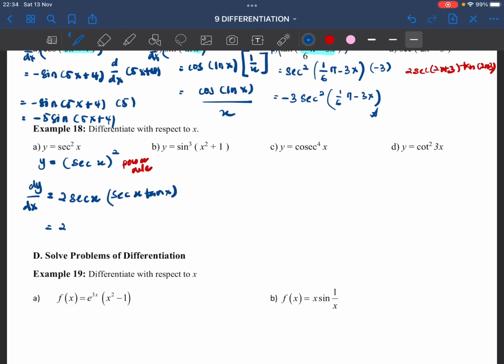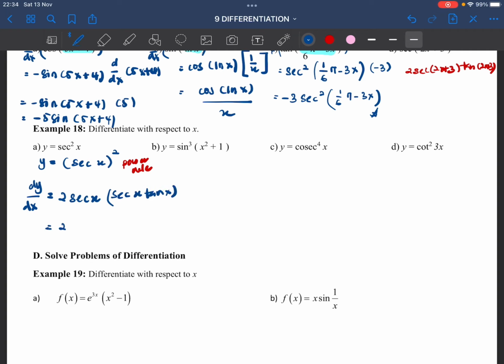Lagi sekali kat sini kita guna power rule. Power pindah depan, kita dapat 2. Second step, kita salin balik secant x. Third step, power kita minus dengan 1, power dia akan jadi 1. And then the last step is we have to differentiate yang dekat dalam, which is we differentiate secant x, we get secant x tangent x. Okay, alright, let's try one more time.